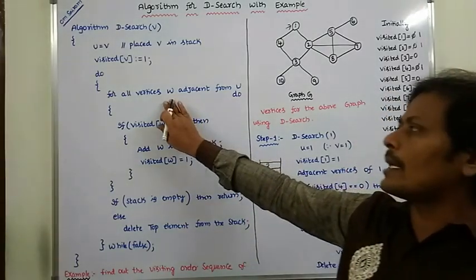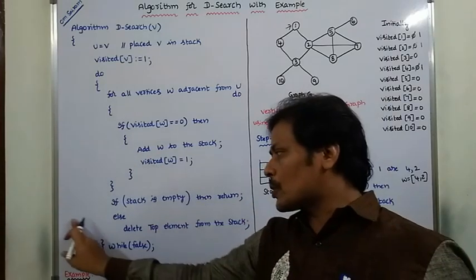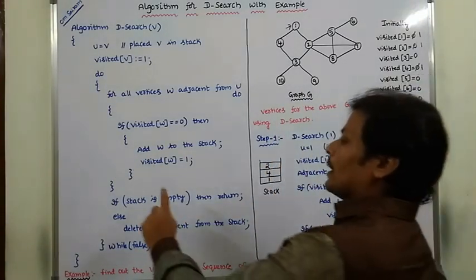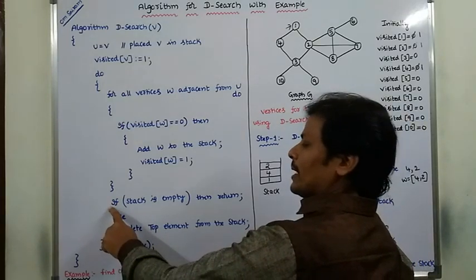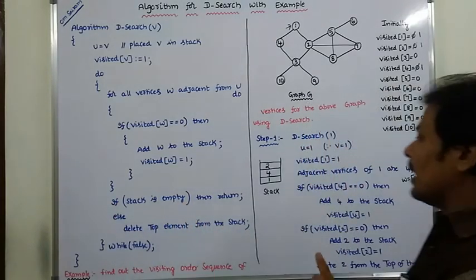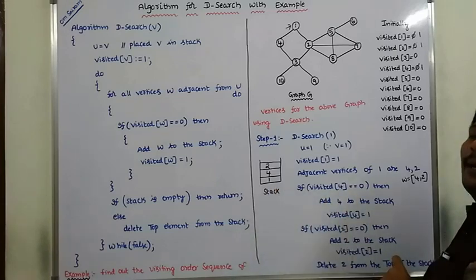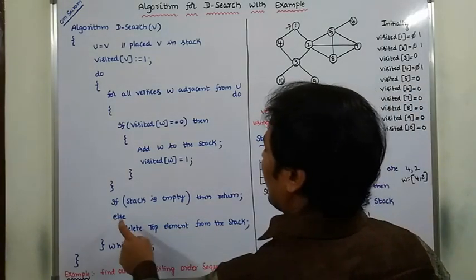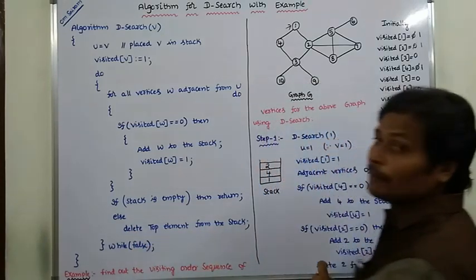Now this condition has failed, so the control goes to the statement after the for loop. After the for loop, control goes to this statement: if stack is empty? No, the stack contains 3 elements, 1, 4, 2. So this condition is false. Go to the else: delete top element from the stack.